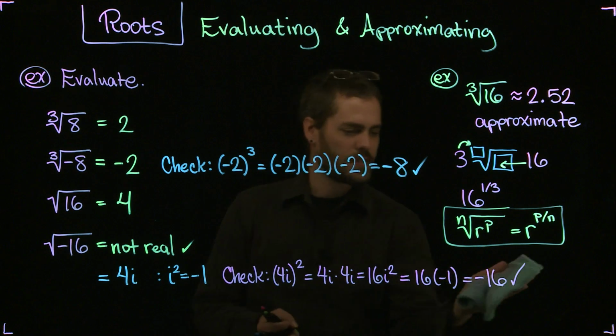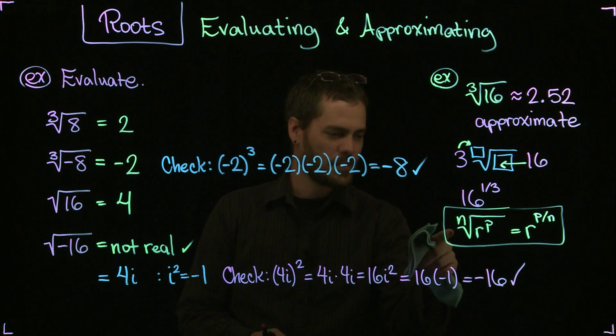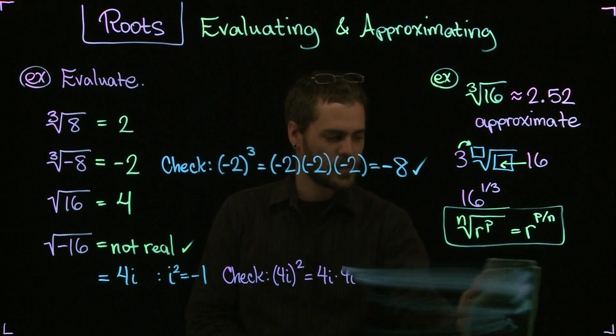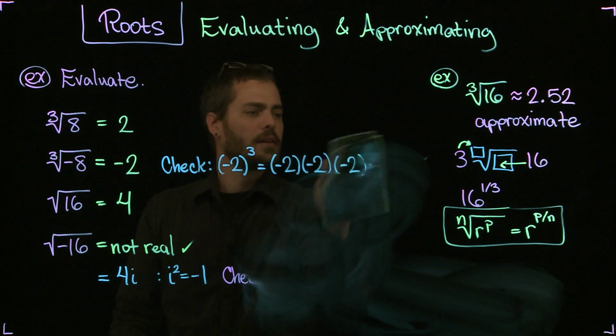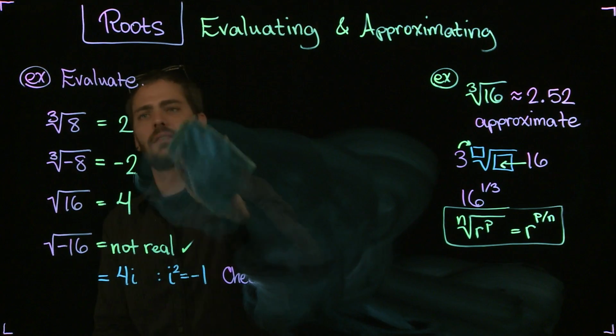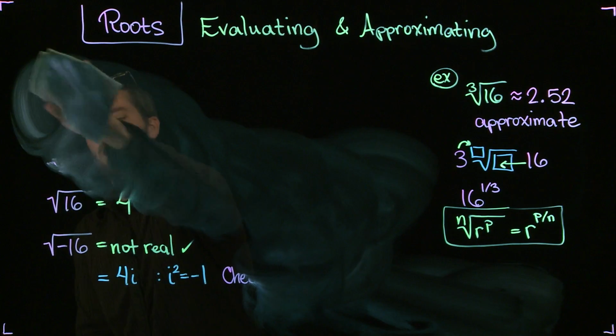And I could give another example of that, and why don't I do that? Let me erase some of this here. I'll give one or two more examples of how this works. But for now, I'm really just trying to get at the way to approximate it using your calculator.